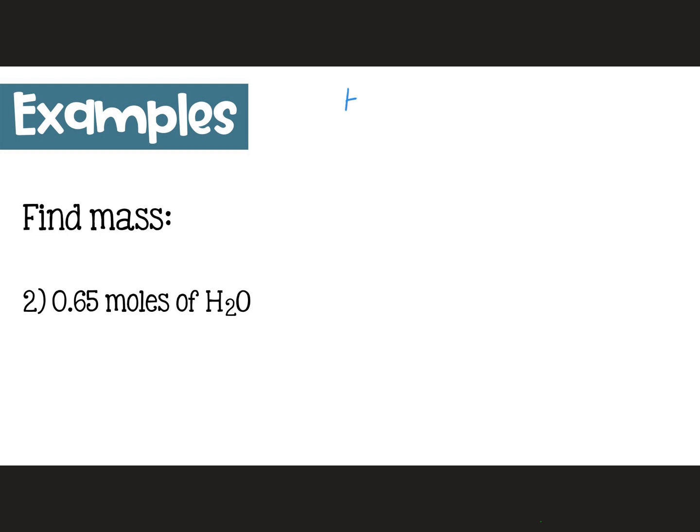Next, we are going to find the mass of 0.65 moles of H2O. We know that hydrogen has a mass of 1.01 and oxygen has a mass of 16. 2 hydrogens will have a mass of 2.02 and 1 oxygen will have a mass of 16.00. Therefore, the molar mass of water is 18.02 grams per mole.